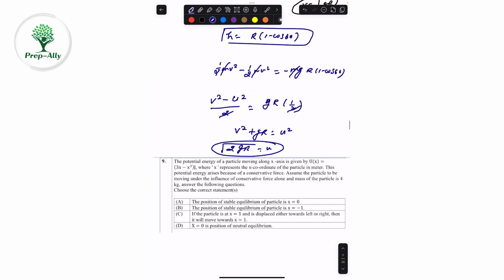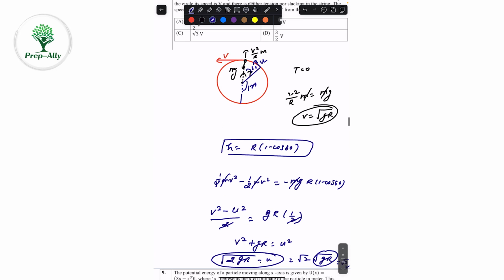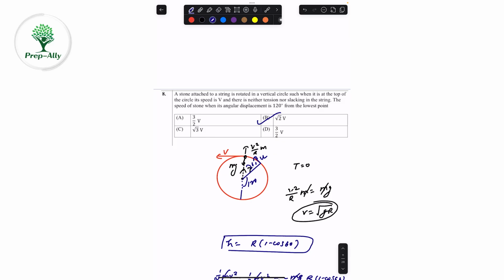So the velocity will be root 2 times of gr, root 2 times of the root of gr, and root of gr itself is equal to v. So we got root 2 times of v, which is option number B. So B will be the answer, and this is how you can solve these types of questions.